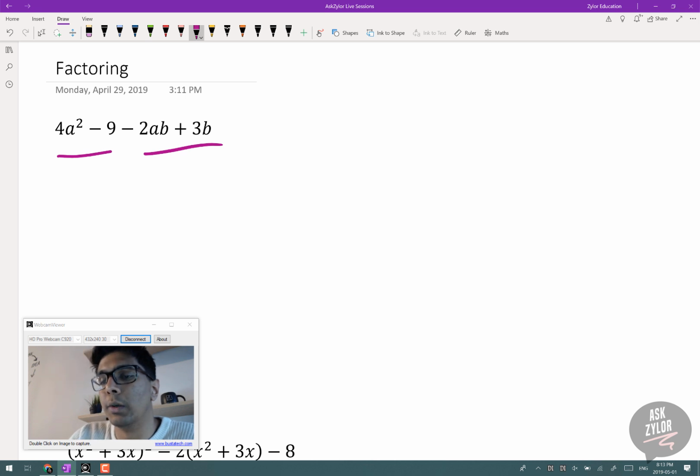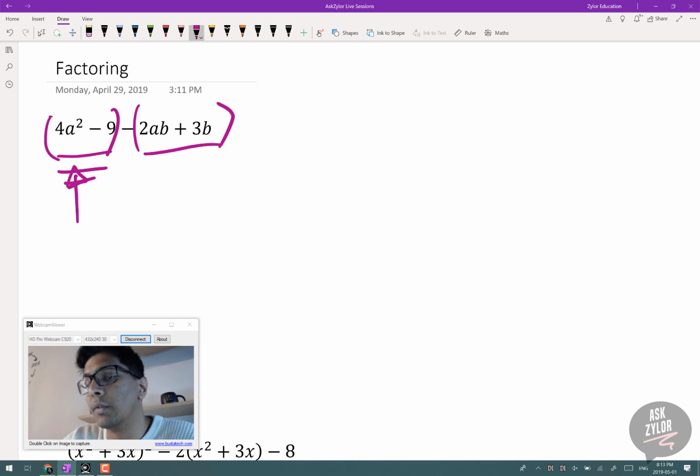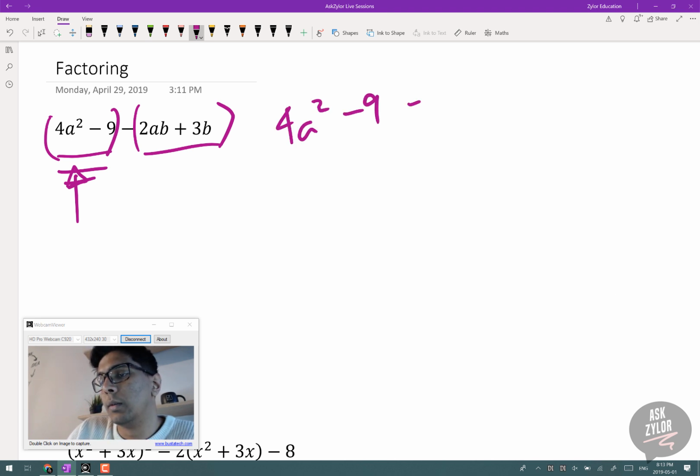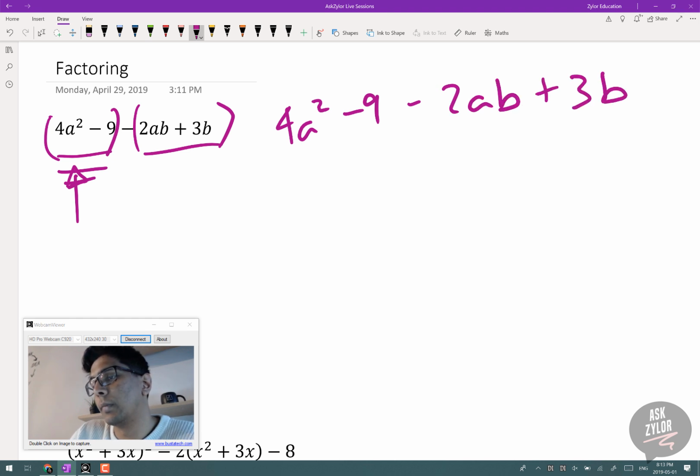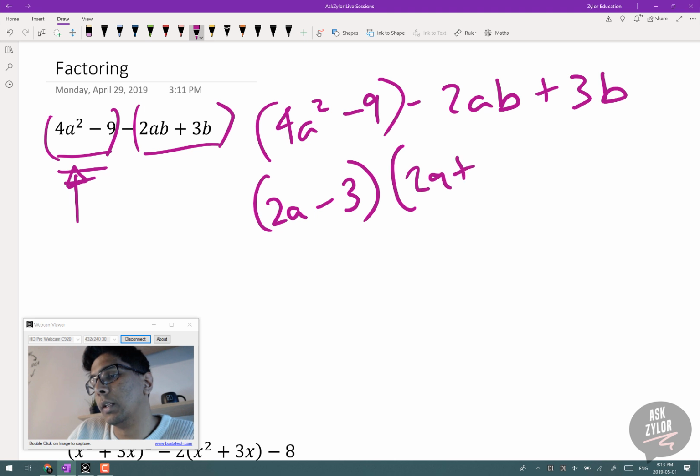But what I should notice is if I group the first 2 and the last 2, this first grouping gives me a difference of squares. So let's see what we can do with that. So I have 4a squared minus 9 minus 2ab plus 3b. If I do difference of squares, I get 2a minus 3 and 2a plus 3.